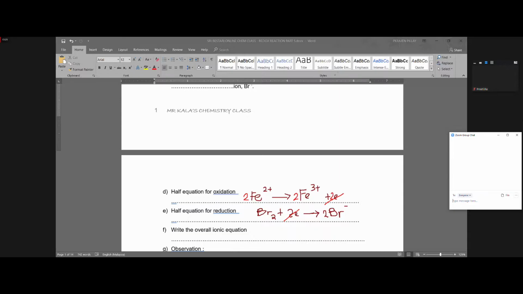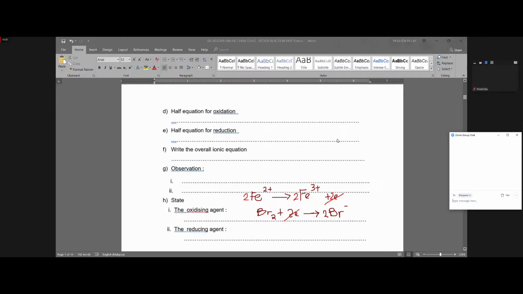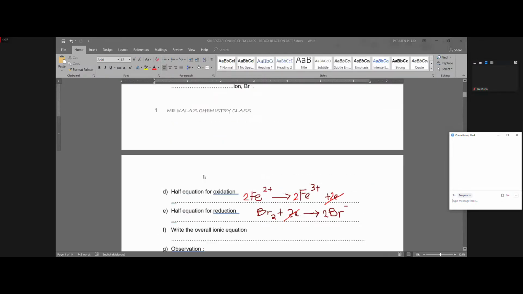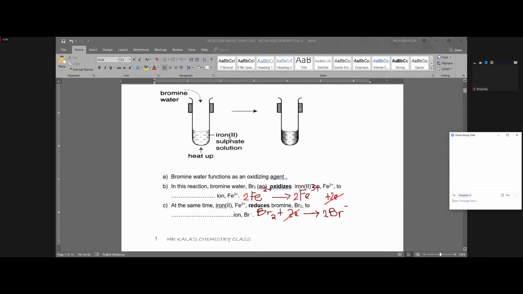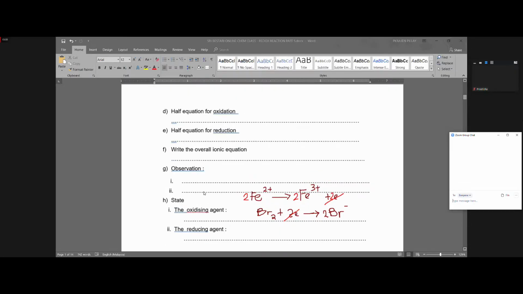But you write it down like this. You don't just say pale green to brown. What you do is write: the solution in the test tube changes color from pale green to brown, because the solution in the test tube is this one, isn't it? Or you can just say iron 2 ions. So the solution in the test tube changes color from pale green to brown. That is the first one.